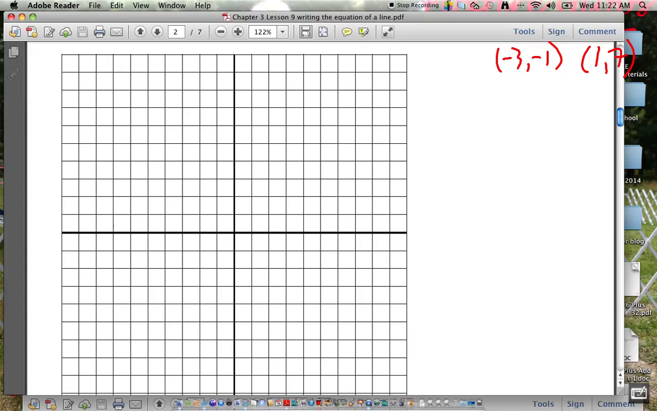Okay, so I think the easier way to do this is to graph (-3, -1) and (1, 7). Talia, let's see if you got the points right. It's a little tricky when you first start, right? 0, 1, 2, 3, 4, 5, and it keeps going. And this side is the negatives, just like a number line. And then you do a vertical number line.